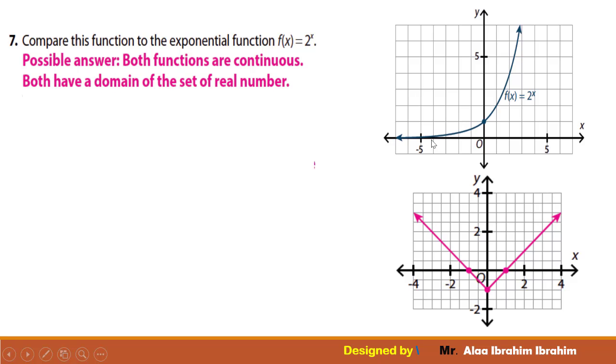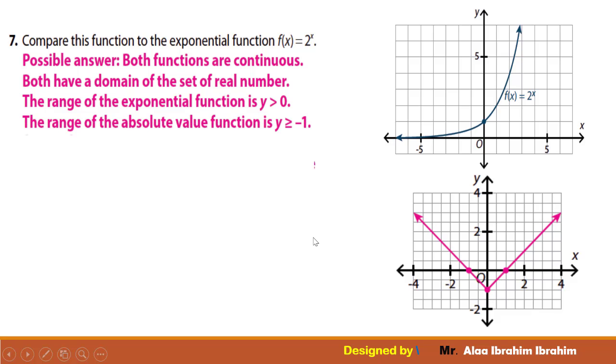Both have the same domain, because this is going to the left on the x-axis and going in this direction, complete with the positive direction of the x-axis, so the domain is all real numbers, and here also all real numbers. Now we're going to the range of the exponential function. Y here is bigger than 0. But here y is bigger than -1. So this is the difference here. So the ranges are different, exponential function and absolute function.